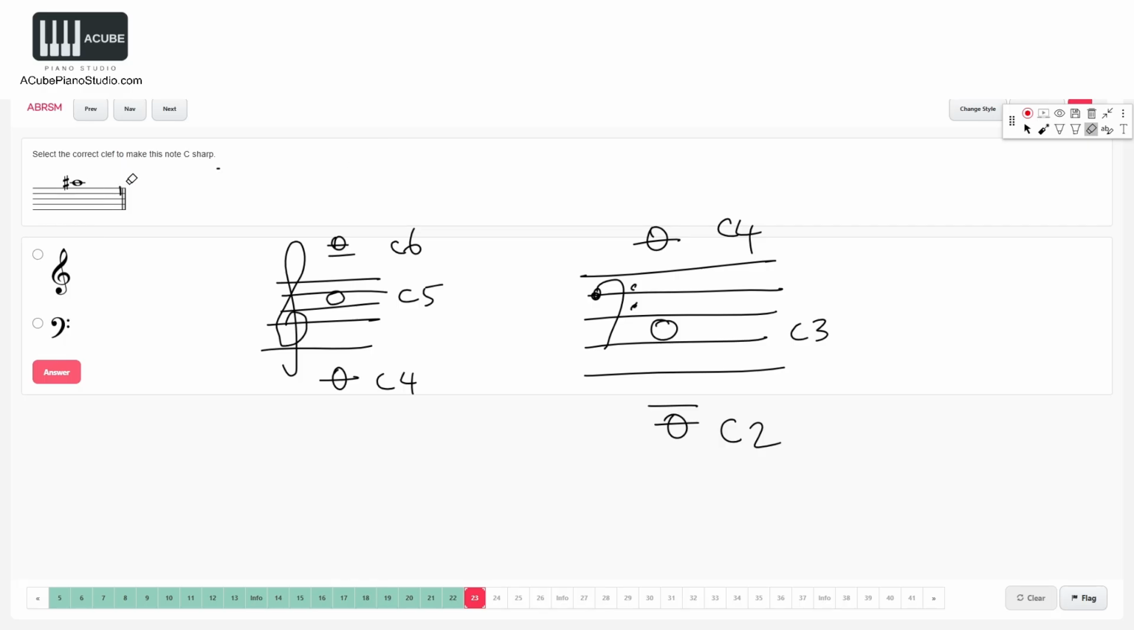Okay, now I want C sharp, right? So in order to be C sharp, it must definitely be bass clef because this is middle C. This one is not middle C, it is A in treble clef. So this is the correct answer.